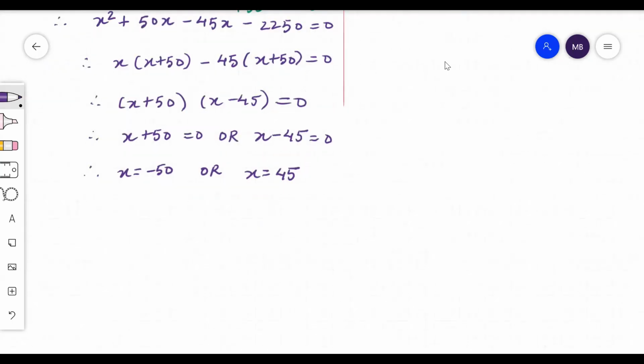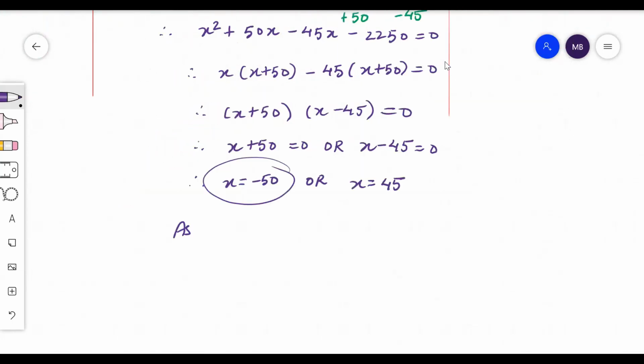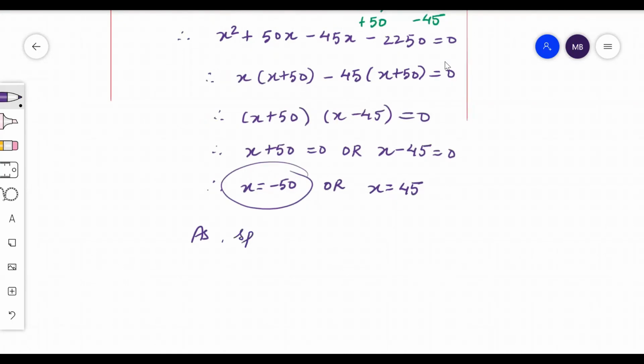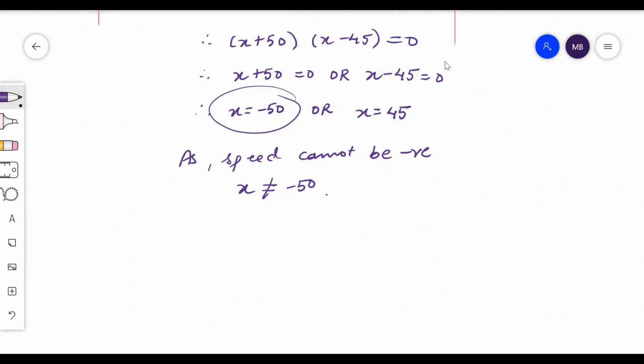Now, which one to choose? First of all, x is speed. Can speed be negative? No, it cannot be negative, right? So, we will discard this value as speed cannot be negative. x is not equal to minus 50. We will discard. So what is x now? So therefore, x is equal to 45 kilometer per hour.